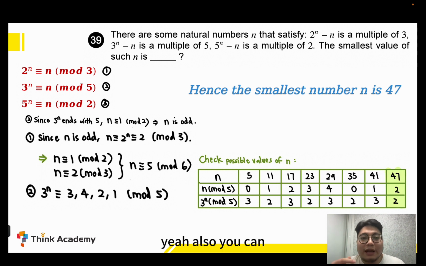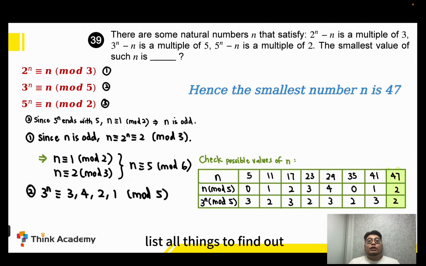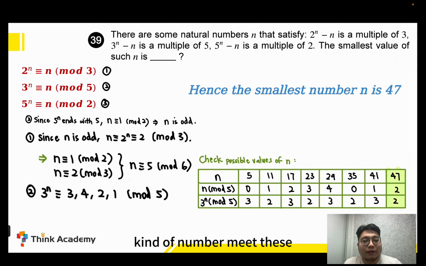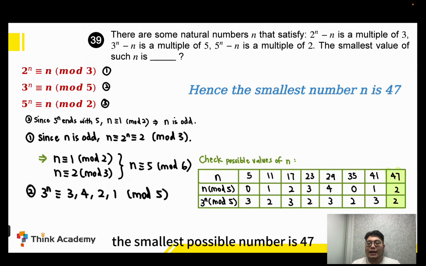Yeah, also you can list all things to find out 2 to the n mod 3 and 3 to the n mod 5 and 5 to the n mod 2 to find out the pattern, and maybe you list a big table and you find out which kind of number meets these conditions, and you can also find out the smallest possible number is 47.